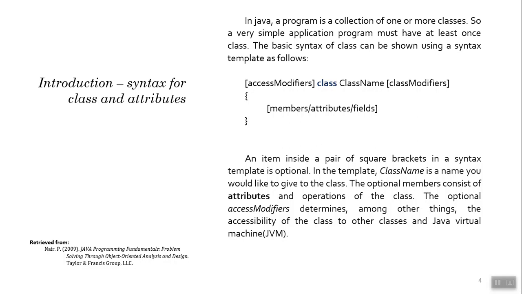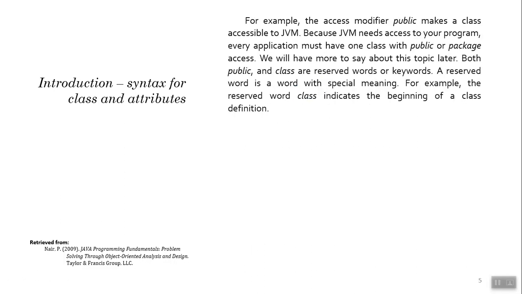So we're not doing that, since we created this class in order for it to be accessed by other classes. So most of the time, the access modifier of this class is public. Or we're just not specifying the access modifier for this class. The access modifier public makes a class accessible to the JVM because the JVM needs access to your program, just like what I've said a while ago.